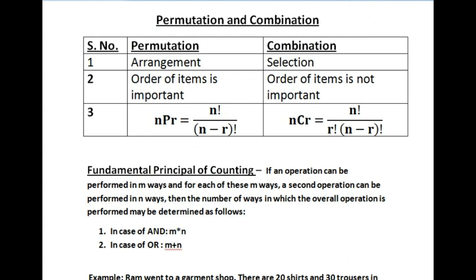NPR equal to factorial N upon N minus R factorial. Similarly NCR equal to factorial N upon factorial R into N minus R factorial. You have to memorize these formulas for NPR and NCR. What is N and R in this case? N is the total sample space we have. Like I have 5 total people and I have to arrange 3 people. It means N equal to 5 and R equal to 3. Similarly, if I have to select 3 out of 5 people, then N equal to 5 and R equal to 3. N is the total and R is the required value which we need to arrange or select.